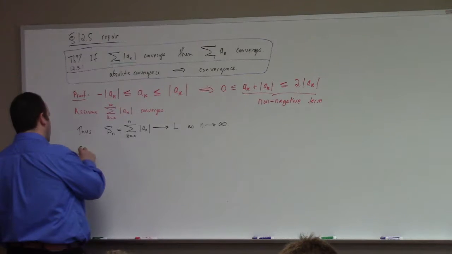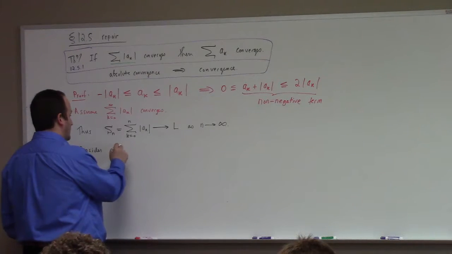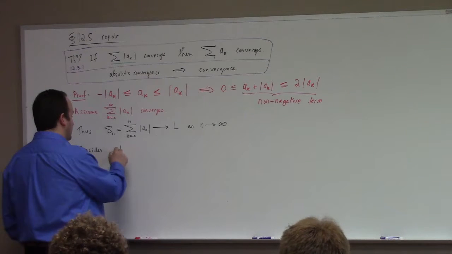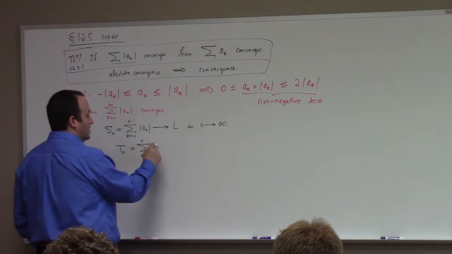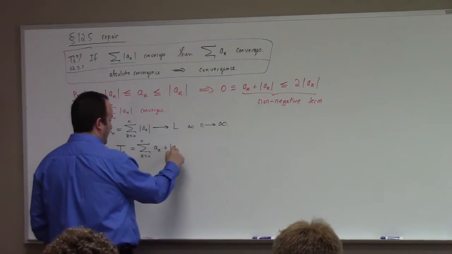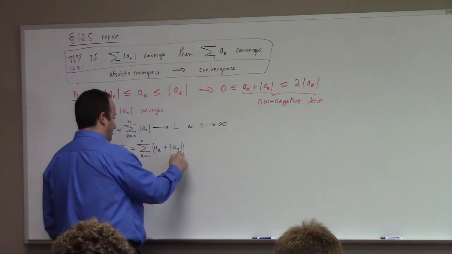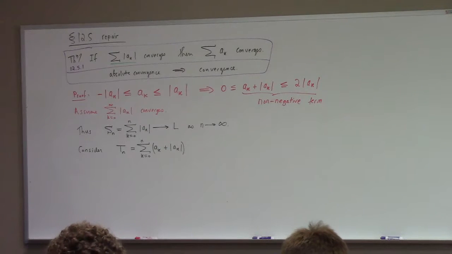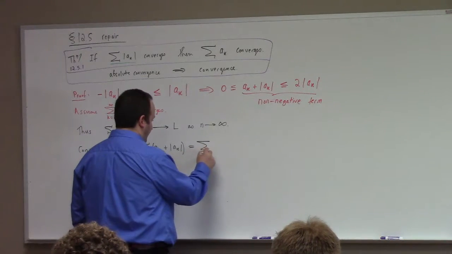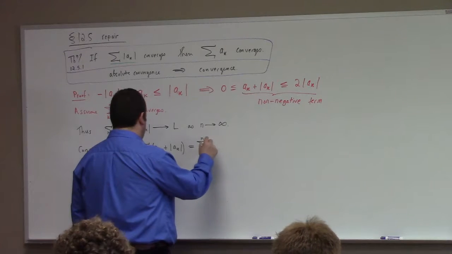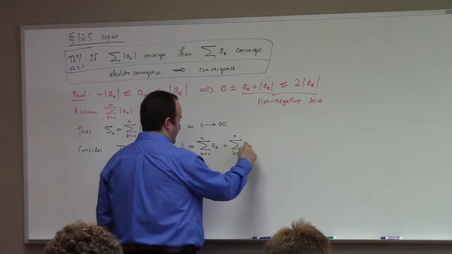So consider, let's call it, I need another name, let's say T sub n, which is the sum from k equals 0 to n of a sub k plus the absolute value of a sub k, right? What's this equal to? This, but you're not totally off. It's related to L, that's true, in some sense, but it's this. By properties of finite sums, we have that.